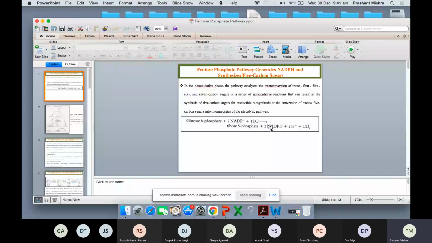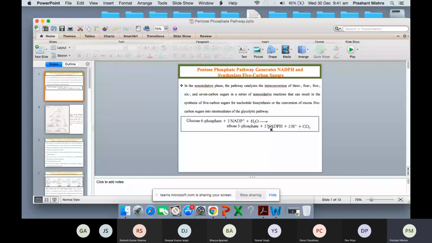Now, what will happen? What is the end result? The end result is that you get 2 molecules of NADPH, generated in the conversion of glucose 6-phosphate to ribulose 5-phosphate. The oxidative phase of the pentose phosphate pathway starts with the dehydrogenation of glucose 6-phosphate, a reaction catalyzed by glucose 6-phosphate dehydrogenase. You have learned that wherever NADPH, NADP, or NAD is involved, you have a dehydrogenase.